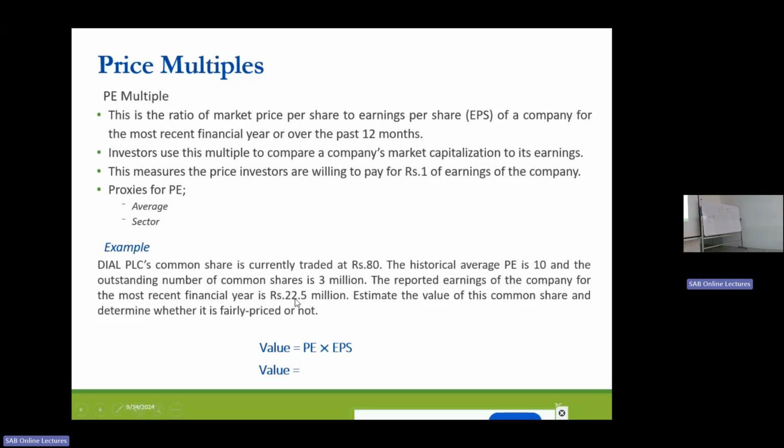Now look at this example. I think this is a very simple thing, right? Galle PLC's common share is currently traded at 80 rupees. The historical average price earnings ratio is 10. Historical average means the average of the price earnings multiples of the company over the past few years. The outstanding number of common shares is 3 million. The reported earnings of the company for the most recent financial year is 22.5 million. Estimate the value of this common share and determine whether it is fairly priced or not.